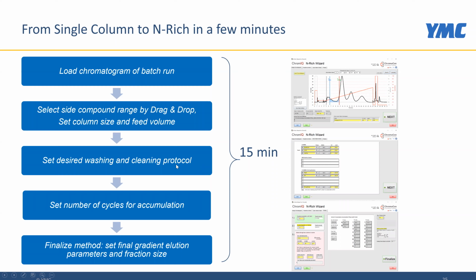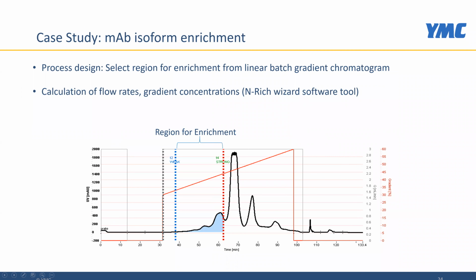Then in the next step we set a desired washing and cleaning protocol: how many column volumes we want to wash, how many column volumes we want to clean and re-equilibrate, which pump, which buffer, all of that is set here. We can take that directly from the single column method that we have run. Then we do some final settings where we set the final gradient dilution parameters and the fraction size. And actually, before doing that, we set the number of cycles for accumulation. Again, this is the chromatogram shown in the zoom, where we select a region for enrichment. Let's say we want to go for the acidic isoforms, so we select the front region of the chromatogram.